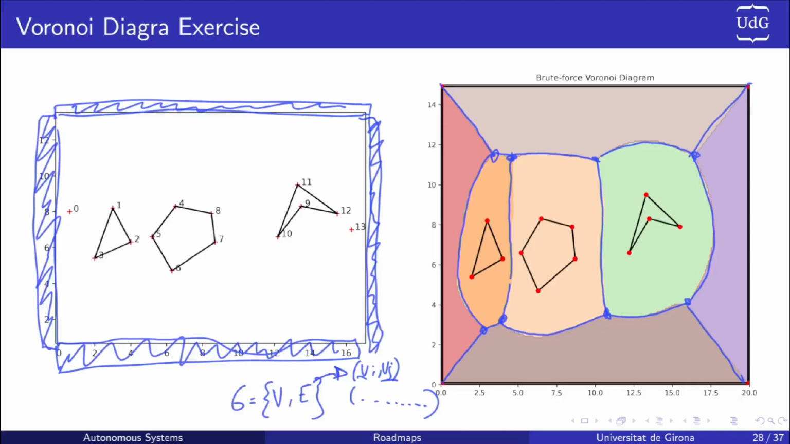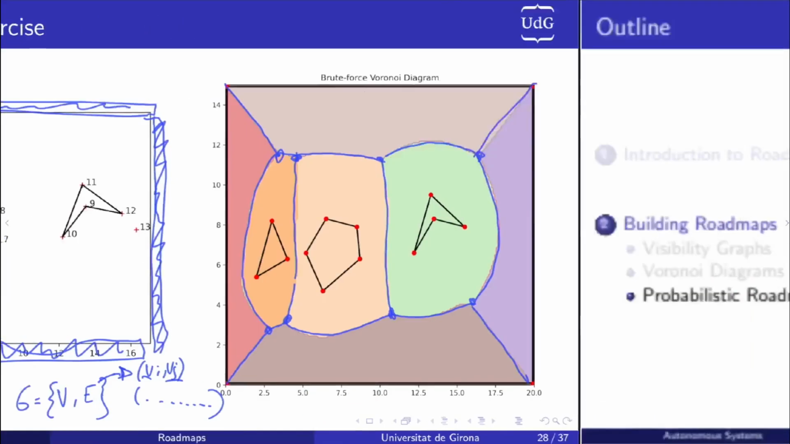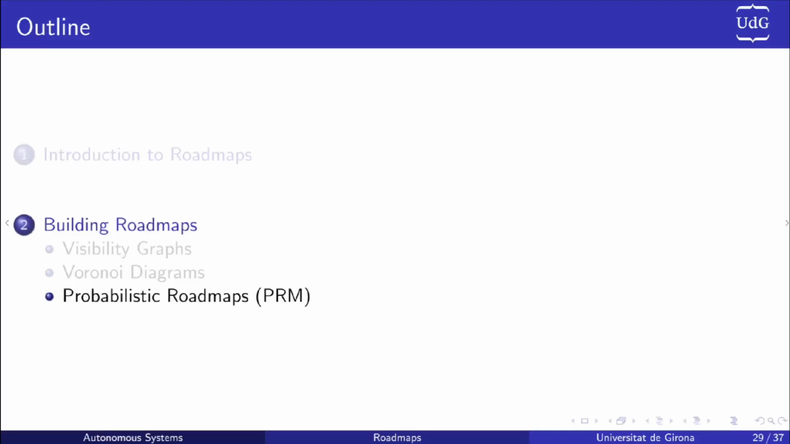Of course, this is a brute-force way to create a Voronoi diagram. There are other methods that are a little bit better, but I'm not going to go into that. And now let's move to the last family of roadmaps, which are probably the ones that we are going to use the most. Those are the probabilistic roadmaps.